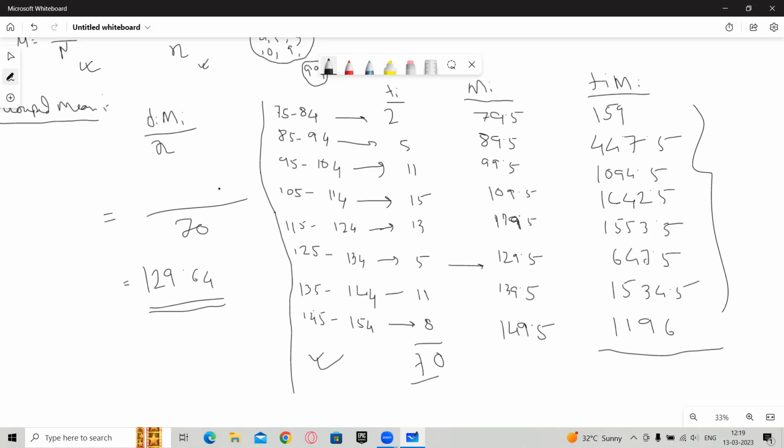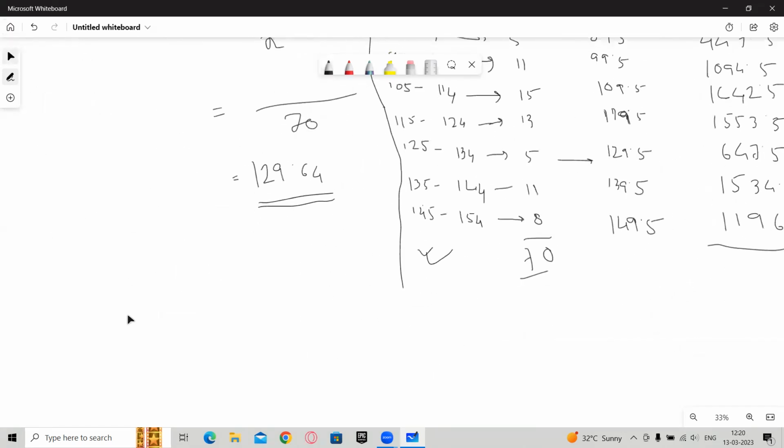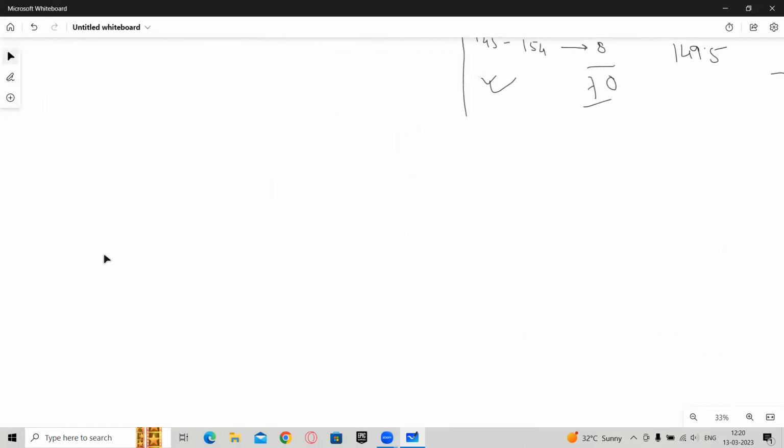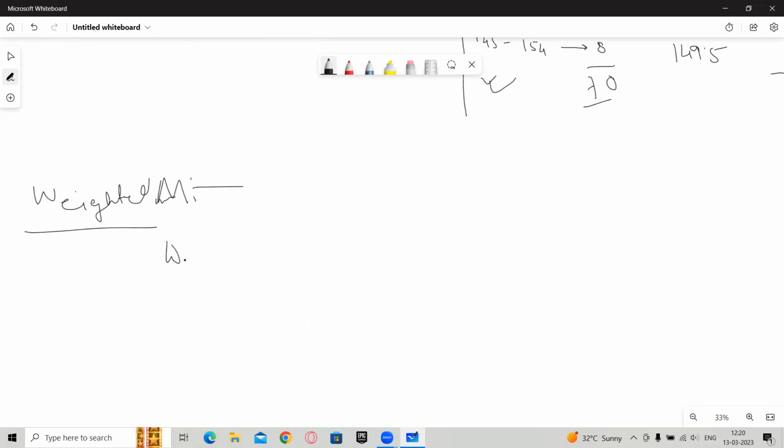Okay, so for the weighted mean you can write, suppose, the formula is nothing but the weight multiplied by the mean value of each category that we calculate, divided by the total weight.